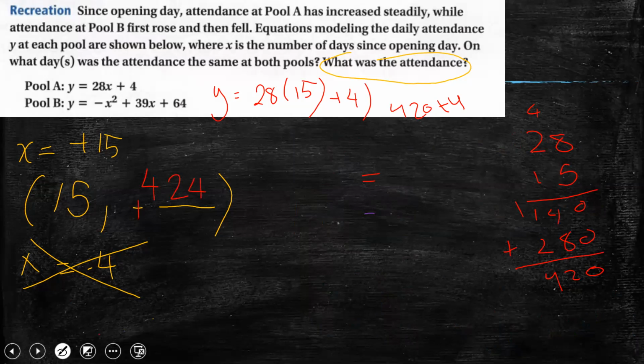So at day 15, in both pools A and B, the number of attendants is 424. Is it clear? Yes. Okay.